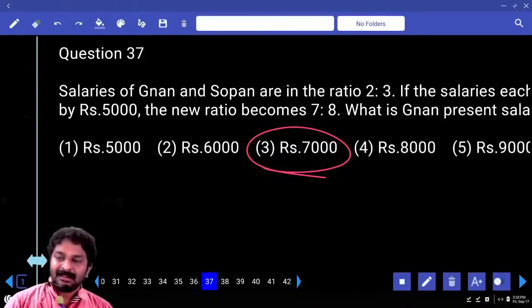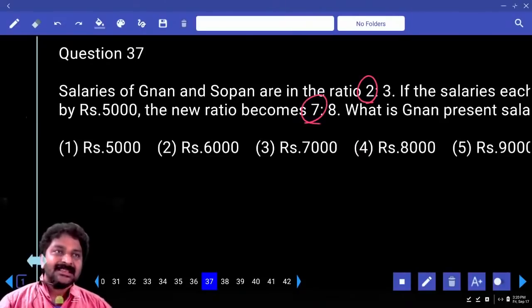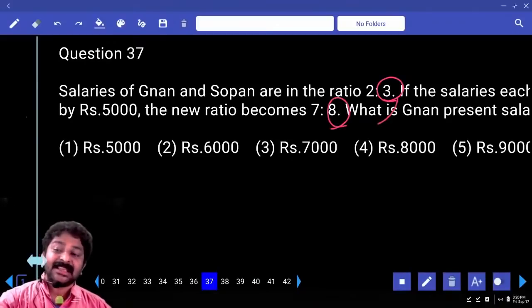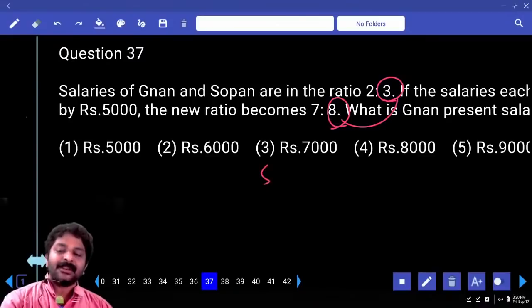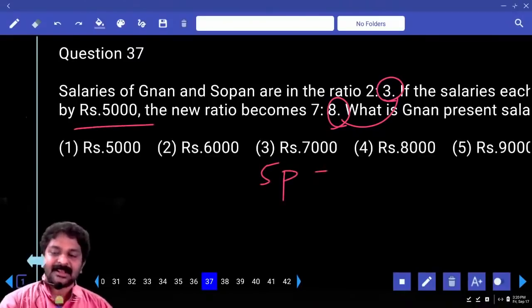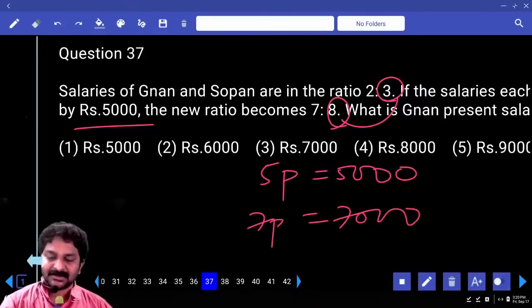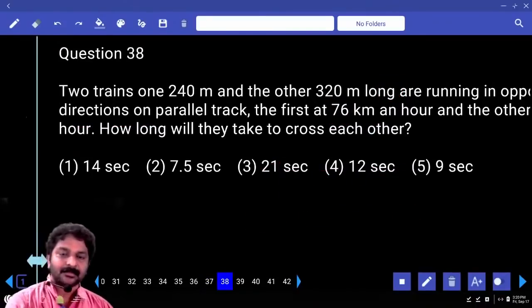Is it clear? Otherwise, Gnan's initial salary is 2 parts, later 7 parts, increased by 5 parts, and the other person initially 3 parts, later 8 parts, increased by 5 parts. For each person, salary increased by 5 parts, and that is because of 5,000. 5 parts is equal to 5,000. That is the conclusion we can make. And we need to calculate 7 parts. That must be 7,000. Next.